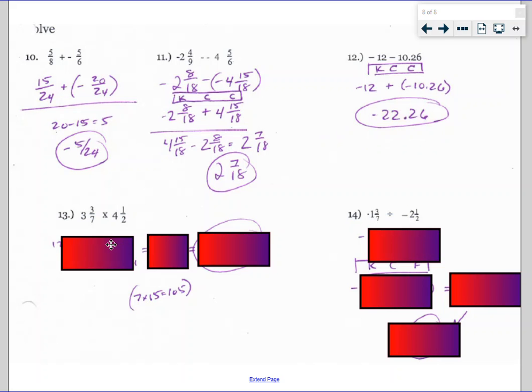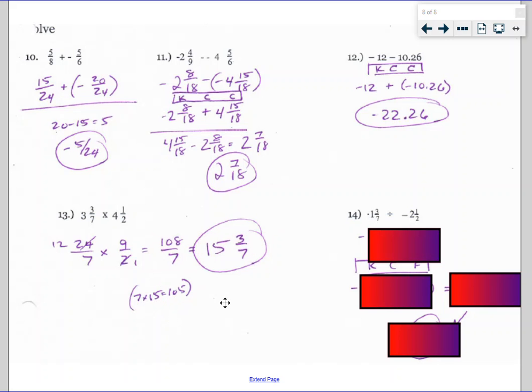Number 13, I have two mixed numbers. So my first step was to make them both fractions. Then I could cross cancel the 24 and the 2 by dividing them both by 2. This becomes a 1. That becomes a 12. And then I multiply across. I get 108 over 7. I know my 7 times 15 fact. That's 105. So 7 goes into it 15 times with a little bit of a remainder. 3 is my remainder and it stays over 7. So 15 and 3/7.